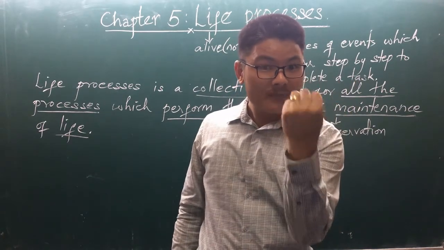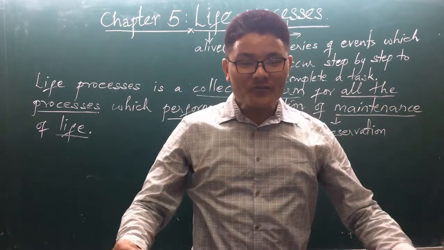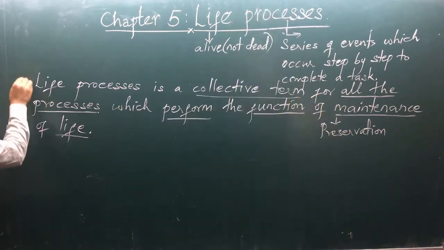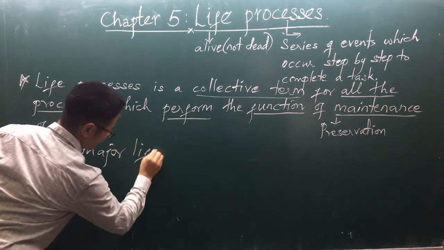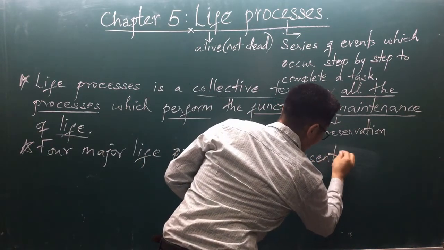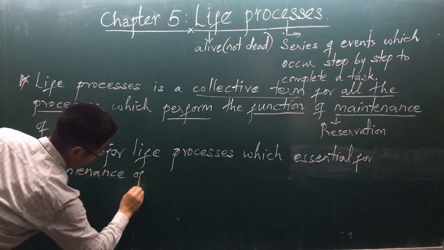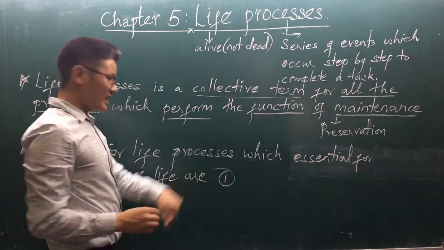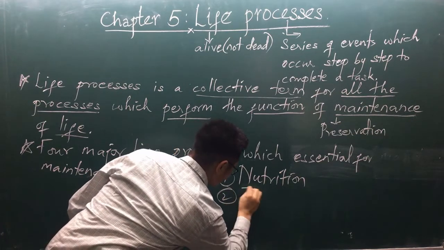So these four major life processes are very important for our survival, for smooth functioning of all our body parts. Now let me write what those four major life processes are. Four major life processes essential for maintenance of life are: first, nutrition; second, transportation of nutrients.